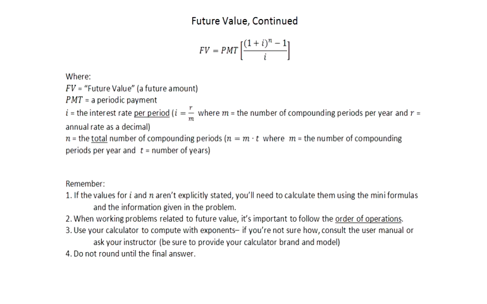A few things to keep in mind: if we're not given the values for I and N in the example, we're going to need to use those mini formulas to calculate those values, and we're going to see that in our example today so that you can see how that looks. We will be careful to follow the order of operations as we're simplifying. We will use our calculator to compute with exponents, and we will wait until our very final answer to round any decimals. This is to help ensure that we get the most accurate final answer possible. Alright, so let's move on to our example.